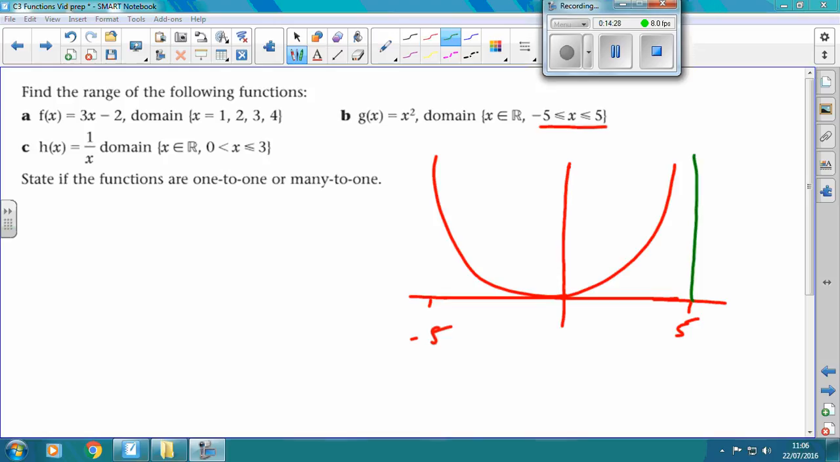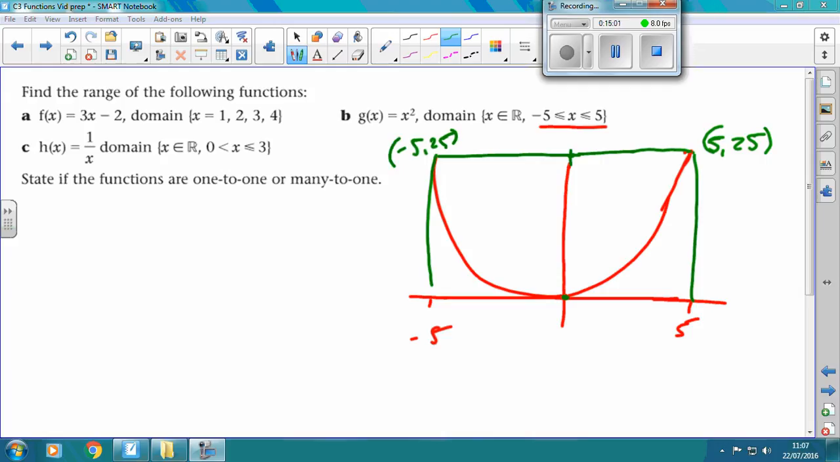And that goes up. Okay, let's pretend the graph meets here. That's how the x squared graph looks. We all know that. So we have a look at the y values. The y values go from this point here up to this point here. Now, obviously, 5 squared is going to be 25, and it's going to be minus 5, 25 as the coordinates. So the y values go from 0 up to 25.